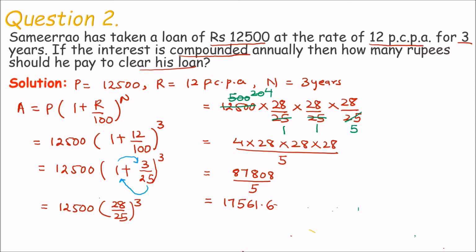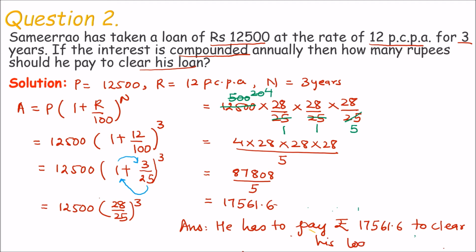So the final answer is he has to pay rupees 17,561.6 to clear his loan.